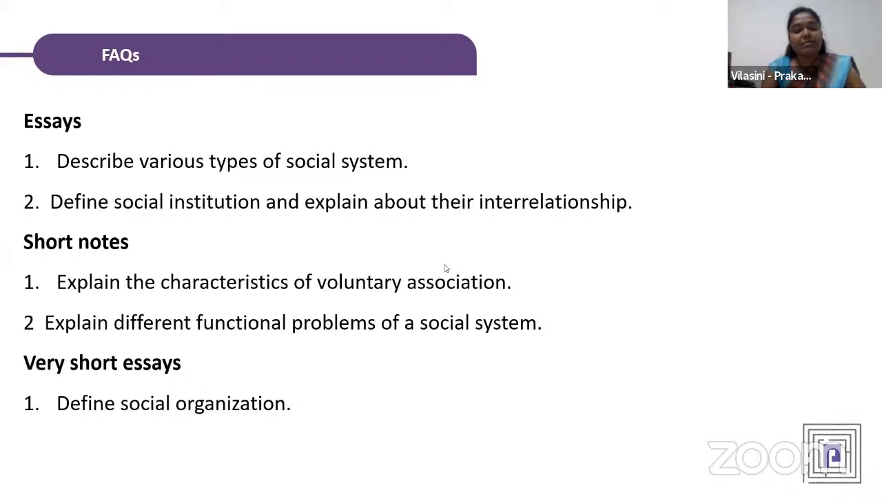So the questions can be asked like: describe various types of social system and define social institution, explain their interrelationships, and write short notes on the characteristics of voluntary association, like what are the responsibilities of non-government organizations. Then you can explain different functional problems of a social system, and finally, what is a social organization.